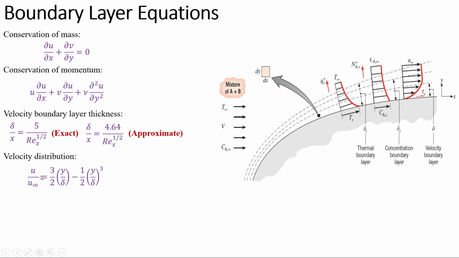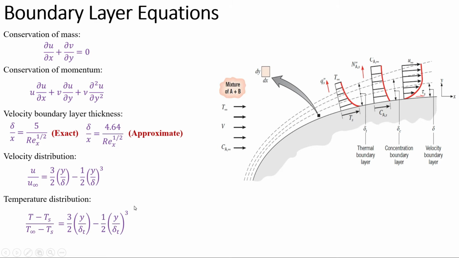As you have the velocity distribution, we have seen that the thermal boundary layer is analogous to the velocity boundary layer. So the temperature distribution will be analogous to this velocity distribution, and it will be T minus Ts upon T infinity minus Ts equals 3 upon 2 y upon delta T minus half y upon delta T power cube. Here T is the temperature of the fluid within the boundary layer, Ts is the surface temperature, T infinity is the free stream temperature, delta T is the thickness of the thermal boundary layer, and y is any distance within the boundary layer.